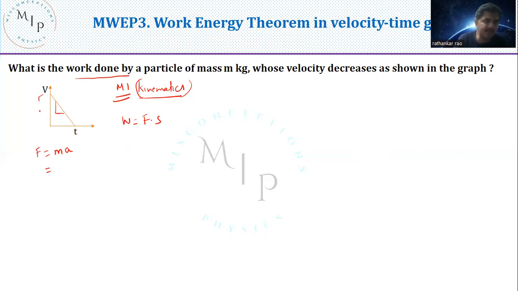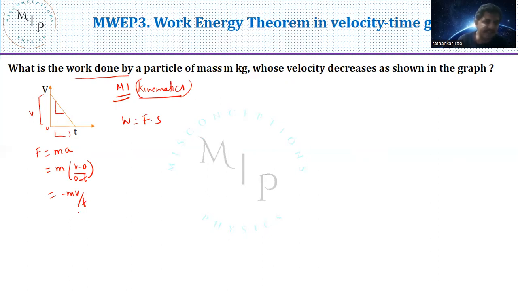Slope is nothing but this value of V divided by this value of T, changes in Y value by changes in X value. So I can write changes in Y value as V minus 0, divided by, since I started with initial velocity, final velocity, initial minus final, so initial time 0 minus final time T. This should be equal to minus mv divided by t. That's what you should get.